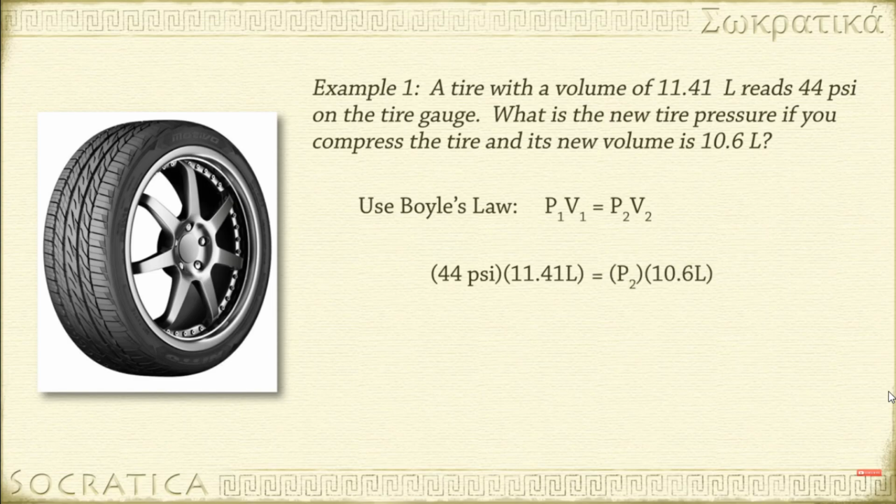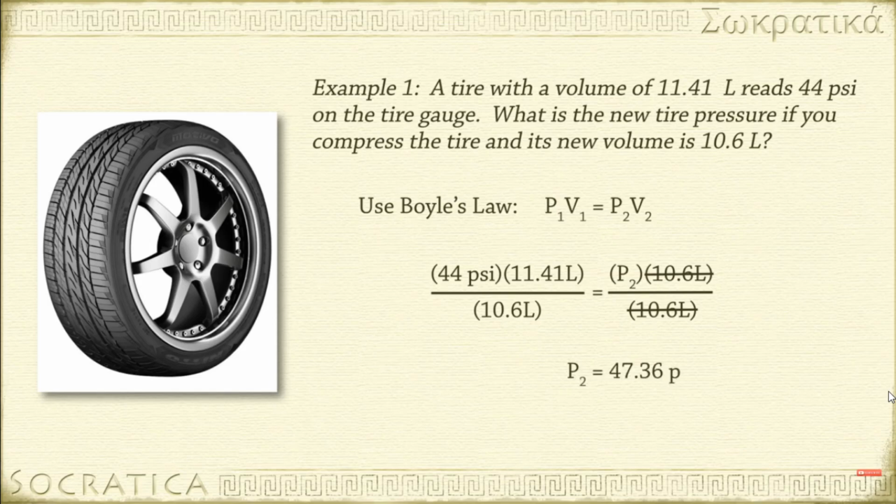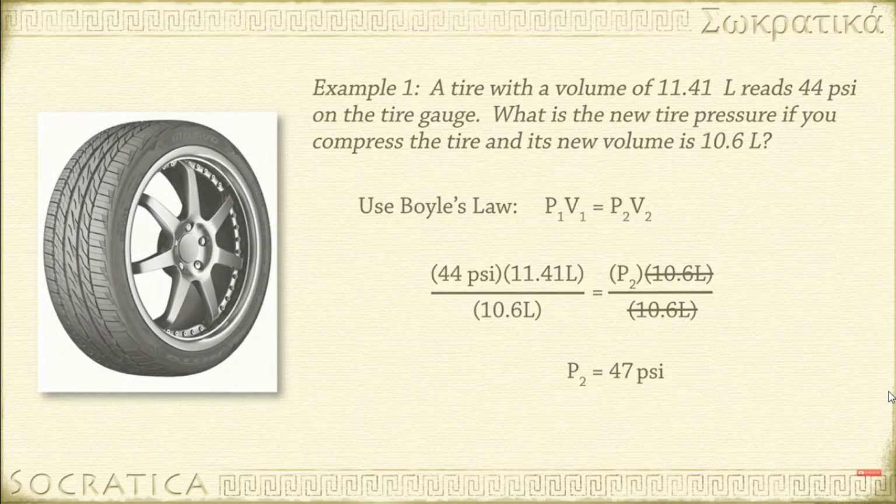Solve for P2. Divide both sides by 10.6 liters. 44 psi times 11.41 liters divided by 10.6 liters equals P2. P2 equals 47.36 psi. There are two significant figures in the measurement 44 psi, so we round our answer to 2 sig figs. 47 psi.